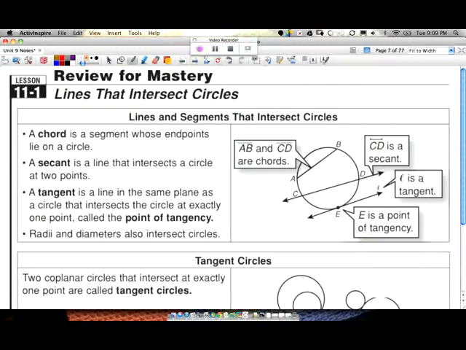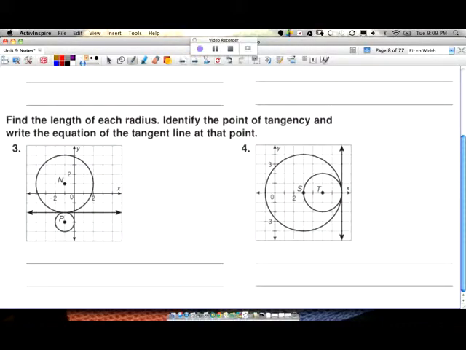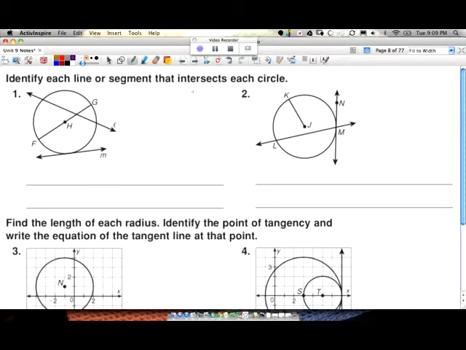And we're back with Part 1B. We're looking at the review for mastery for section 11.1. Here we go. So there's some notes here. You can take a look at them, but let's just jump right in. The first one, what's it asking us? Identify each line or segment that intersects a circle.